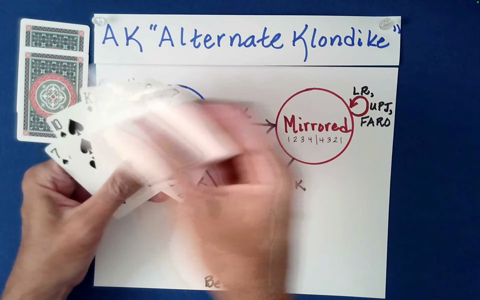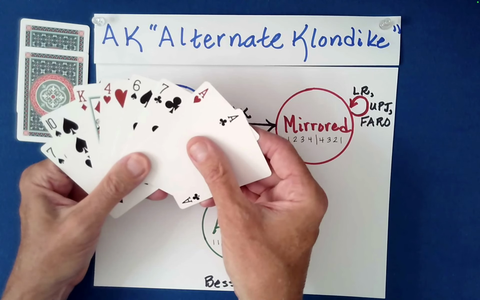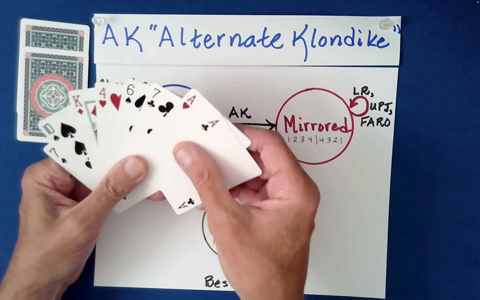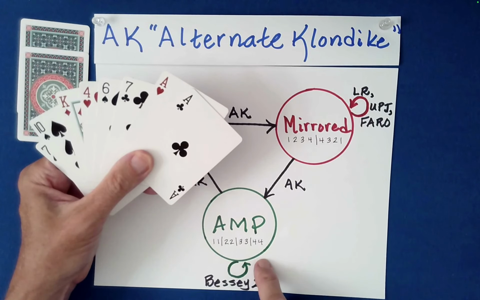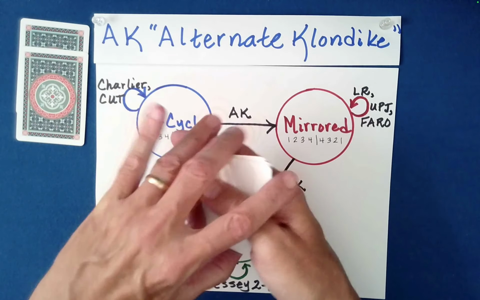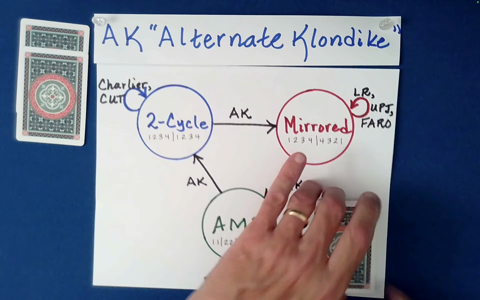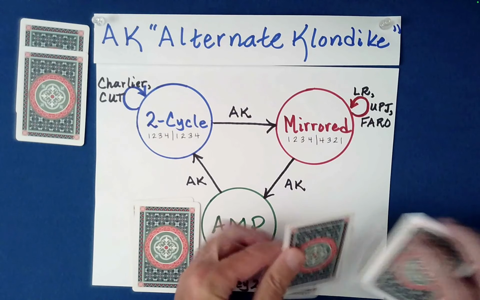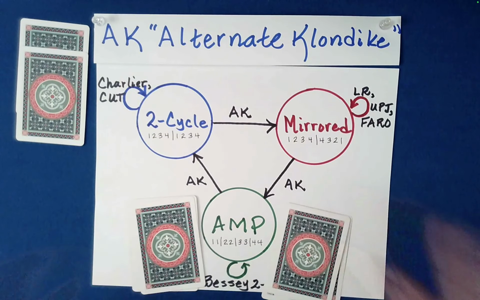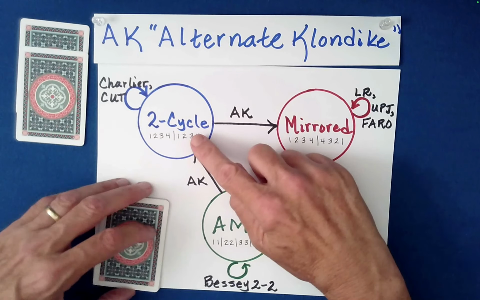We don't care about the other cards. The other cards are truly random. We just care about the ace of clubs and the ace of hearts. So we're viewing it as this structure here. And so what I did was I did an alternate Klondike, where you go, I'll just do one of these. Alternate Klondike. Left, right, like that. Random stack, important. Now it's going to be, quote, a 2-cycle.